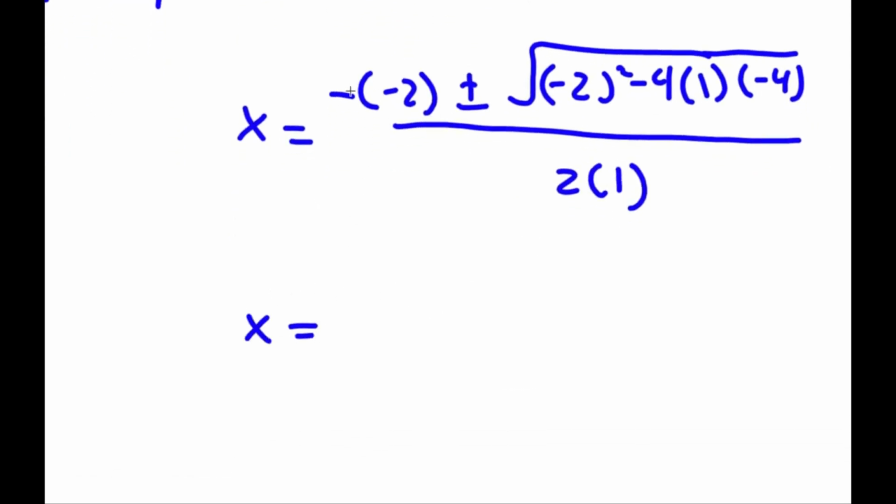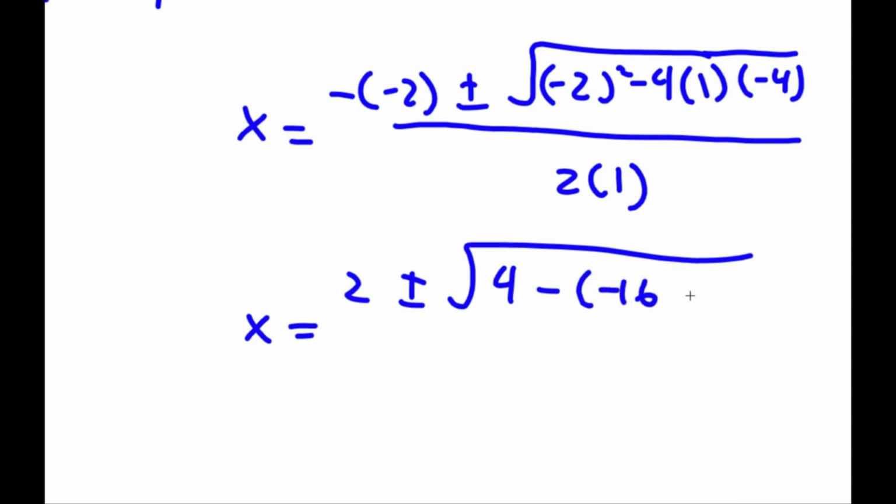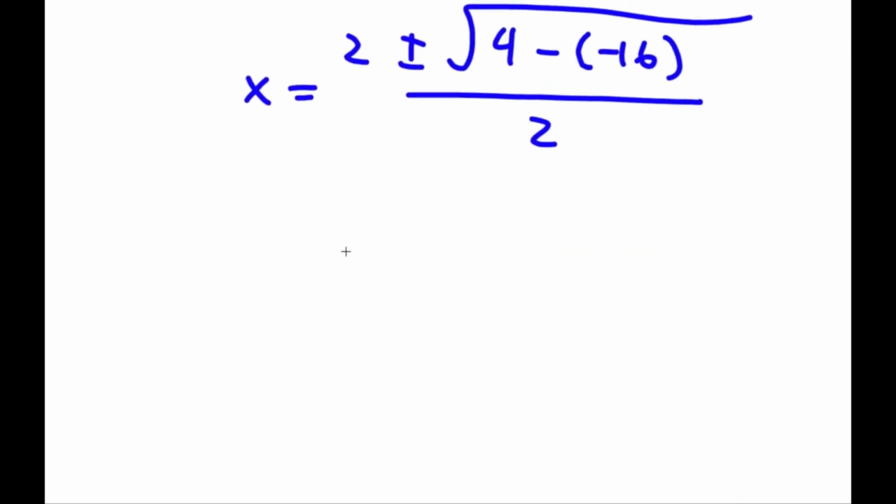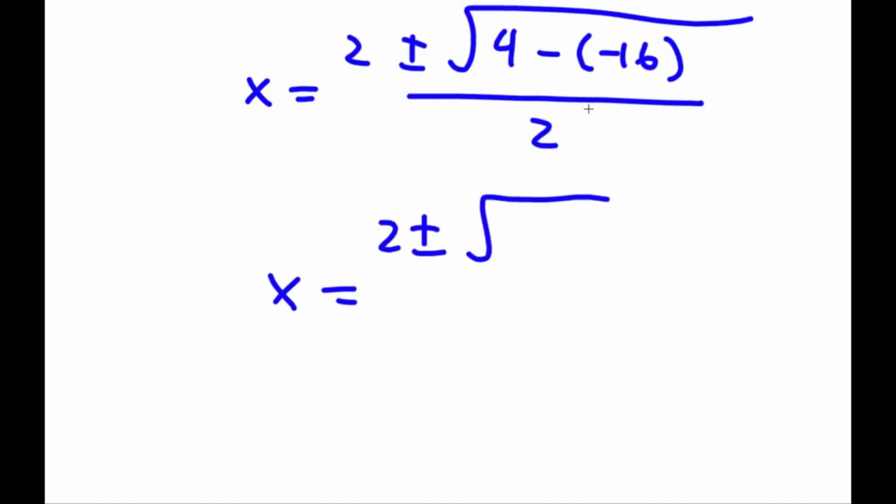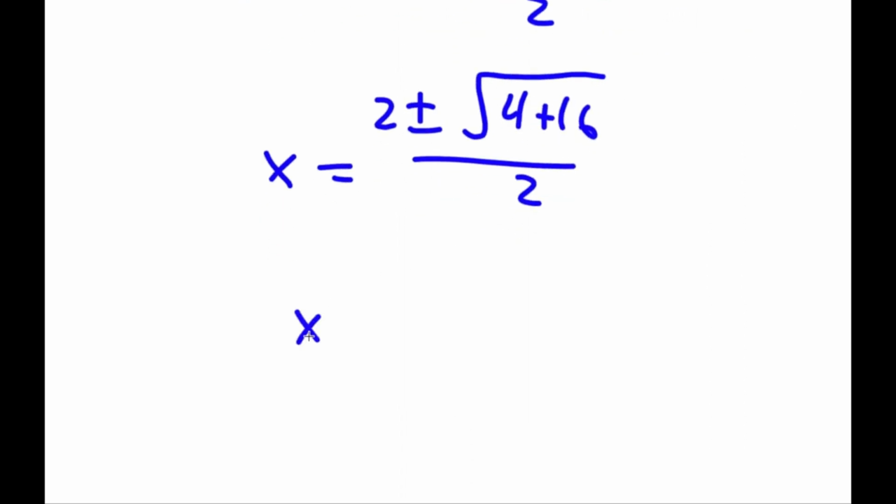Now I have x is equal to negative negative 2, which is positive 2, plus or minus the square root of negative 2 squared, which is positive 4, minus 4 times 1, which is 4, 4 times negative 4 is negative 16, all over 2 times 1, which is 2. Now I have x is equal to 2 plus or minus the square root of 4 minus negative 16, which is 4 plus 16, over 2. 4 plus 16 is 20, so I have x is equal to 2 plus or minus the square root of 20 over 2.